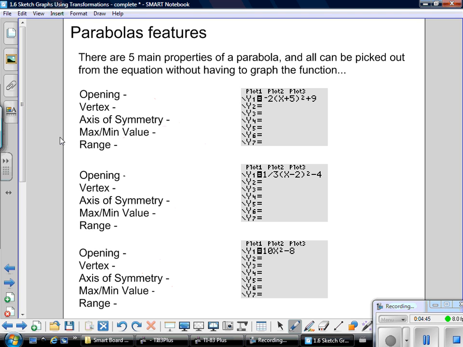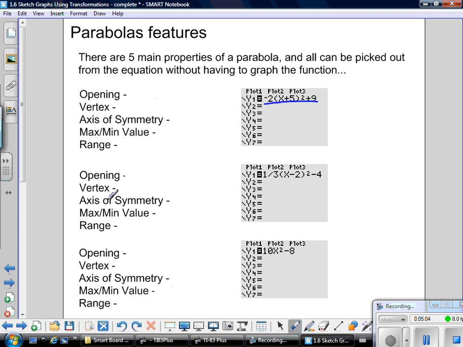Now, I also know the domain as well. All parabolas are in the set of real numbers. So when we're talking about the domain of a parabola, it is always in the set of real numbers, unless they've done something really goofy on you. So let's take a look at our first equation.